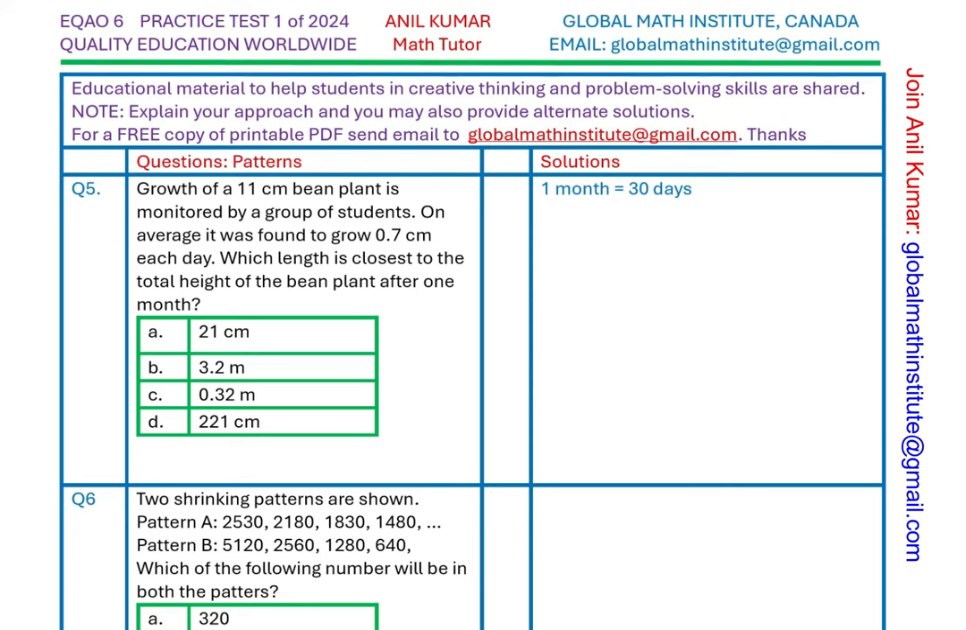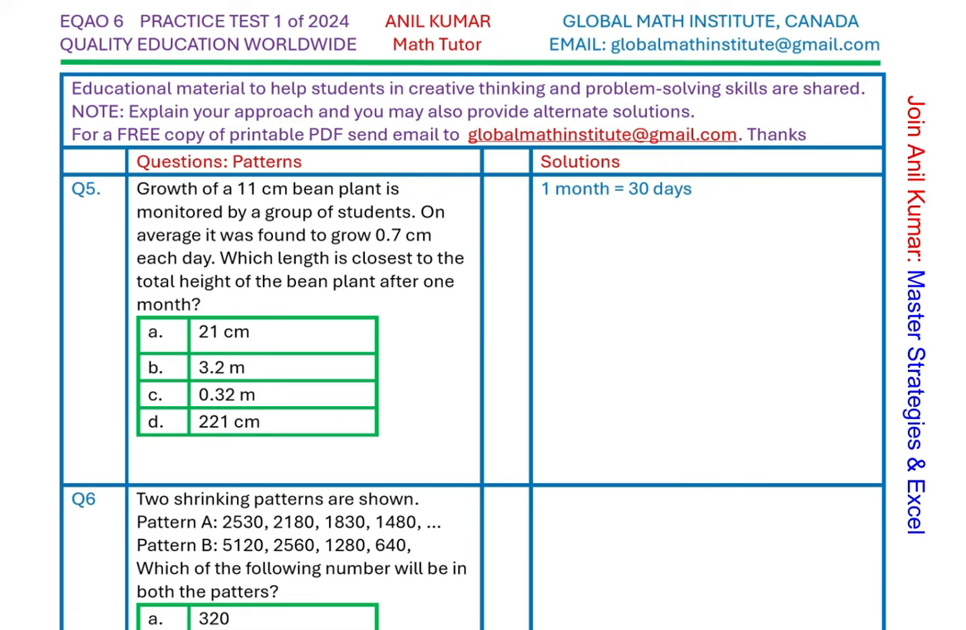Great. Now let's look into question number 5. The question here is growth of 11 centimeter bean plant is monitored by a group of students. On average, it was found to grow 0.7 centimeter each day. Which length is closest to the total height of the bean plant after 1 month?